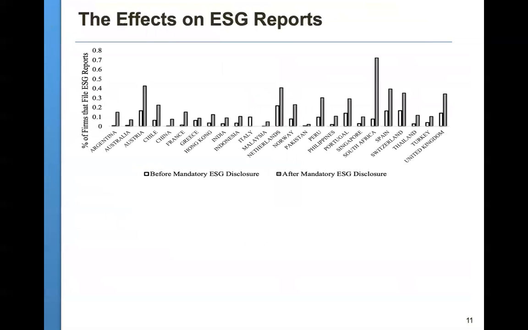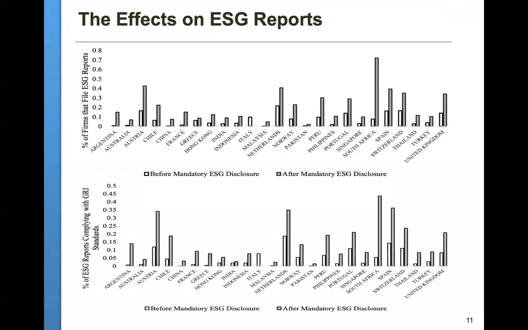Now we'll switch to the real effects of mandatory disclosure on the ESG report. First, we conduct some univariate analysis by comparing before and after. We look at the percentage of firms that file an ESG report. According to the first figure, the one on the top, we can see a significant increase in the percentage of firms that file an ESG report after the implementation of mandatory ESG disclosure. The largest change occurs in South Africa, Spain, and so on.